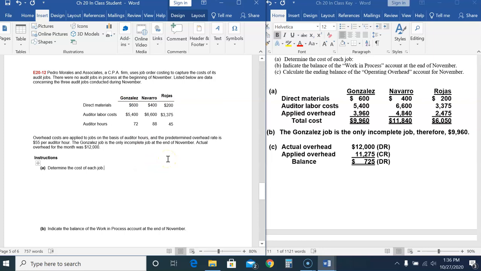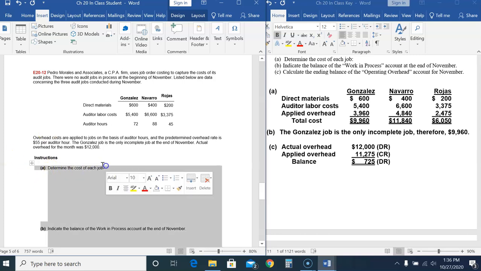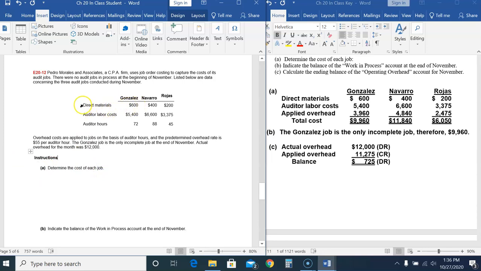Okay, what this problem is doing is working with the same concepts, but we are looking at it from the perspective that this is not manufacturing inventory. This is providing a service. But these concepts work for both a manufacturing environment and a service company. So the first thing they want us to do is determine the cost of each of these jobs. They have given us the direct materials for each of these audit jobs, the labor costs incurred for each of those jobs, and the hours incurred to audit each of those jobs.